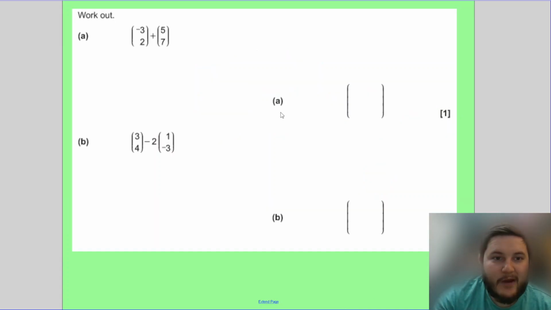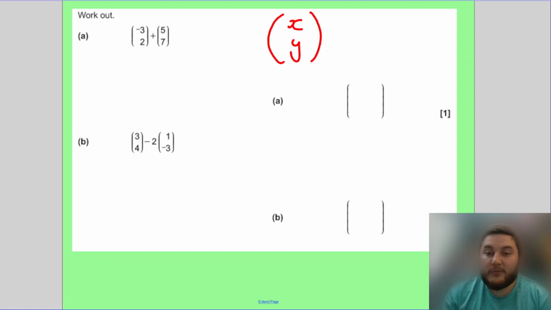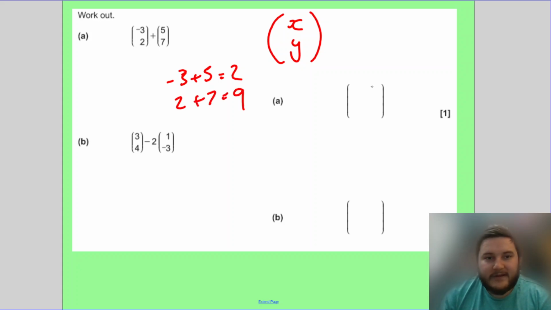Okay then, so now we're going to move on to some vectors, specifically column vectors. Now, if you are adding column vectors up, you just literally add up the x numbers and the y numbers. So column vectors are written x, y, a number on top of another number. So if we are adding column vectors, we just add the x values, we add the y values. So -3 plus 5 is equal to 2. And 2 plus 7 is equal to 9. So this is going to be the column vector 2, 9.